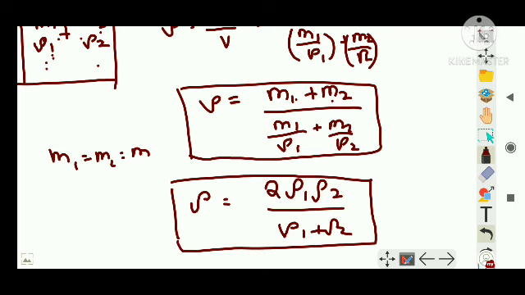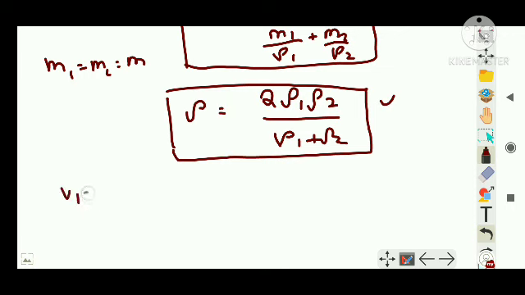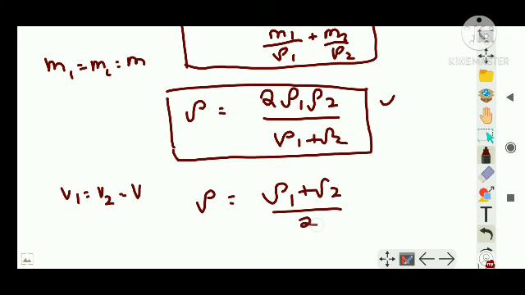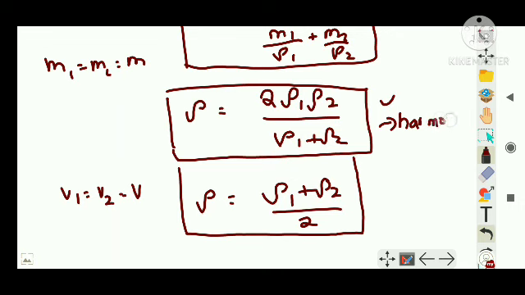So the density of a binary mixture having equal masses of liquids is equal to this much. Similarly, if you have taken equal volumes, that is v1 is equal to v2 is equal to v, then density is equal to rho 1 plus rho 2 divided by 2. This is the arithmetic mean. The earlier one is also called the harmonic mean. Harmonic mean, and this is the arithmetic mean. Clear?